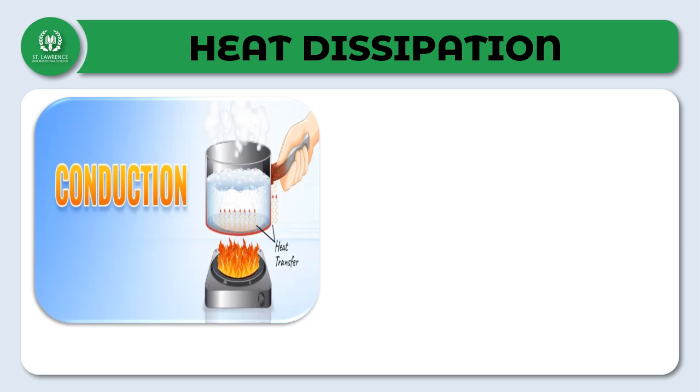Observe the picture, children. Conduction is the transfer of heat through direct contact between particles in a solid or between two objects touching each other. So what's happening here? When one part of an object gets heated, its particles move faster and transfer their energy to neighboring particles. This continues until the heat spreads throughout the material.